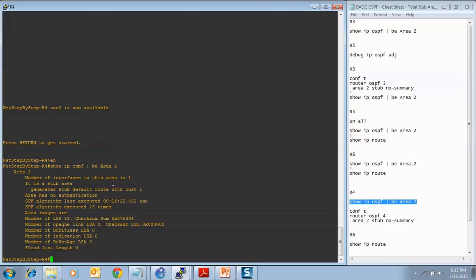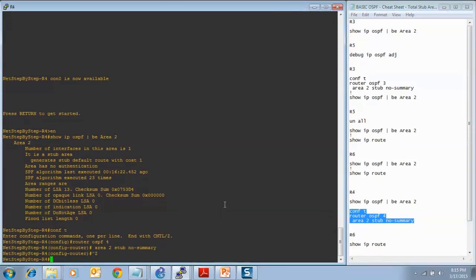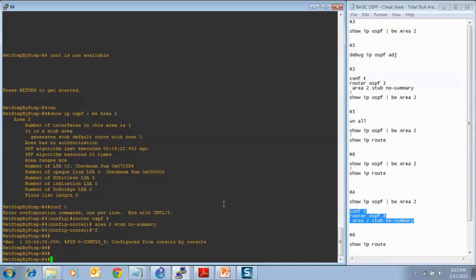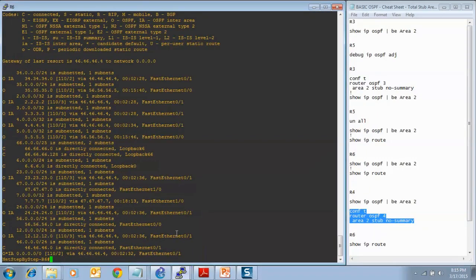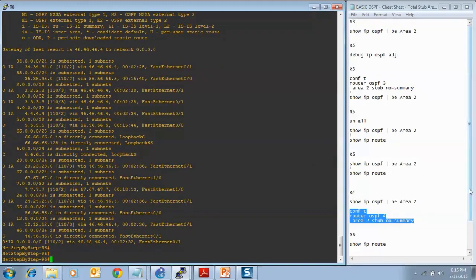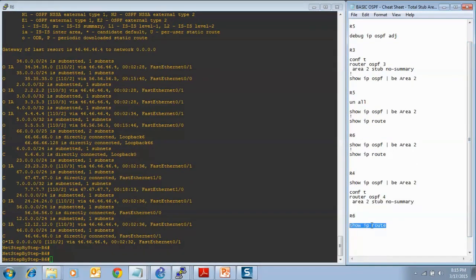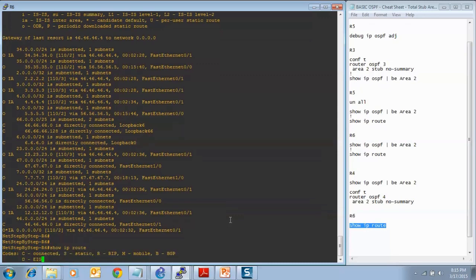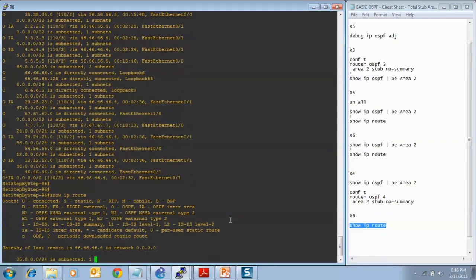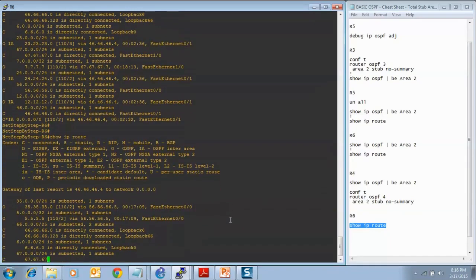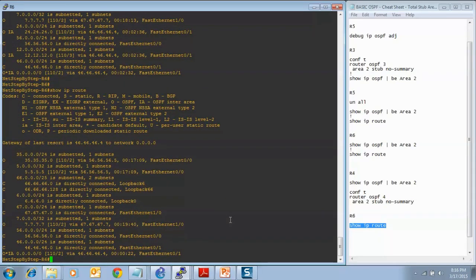I'm going to configure area 2 on router 4 as a total stub utilizing command area 2 stub no summary at router OSPF mode. Moving over to router 6, I will check the routing table utilizing command show IP route. From the output, I can see that there are no inter-area routes anymore in the routing table.